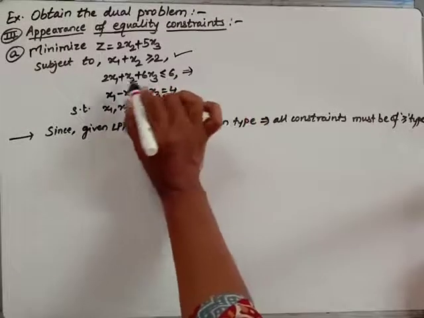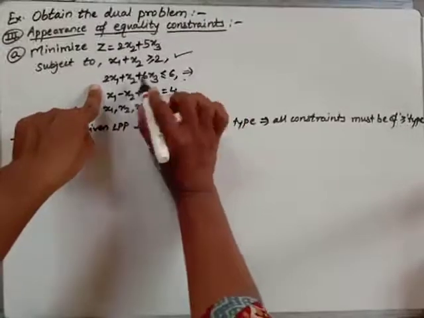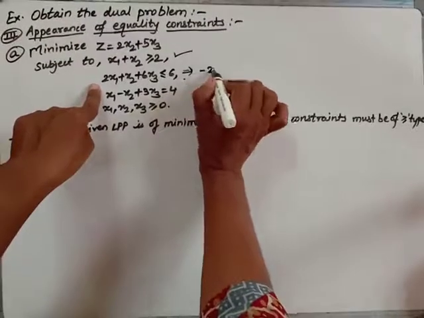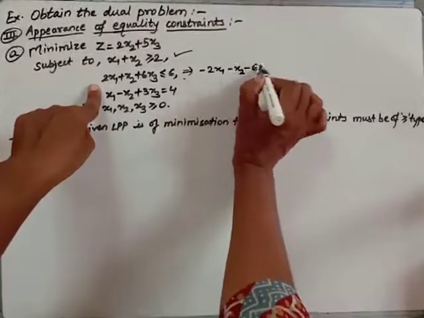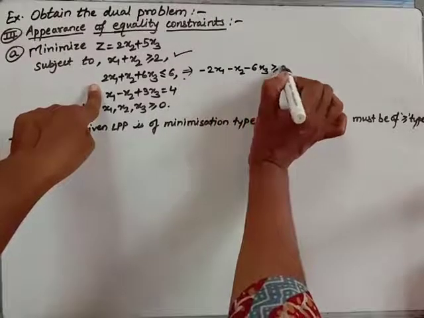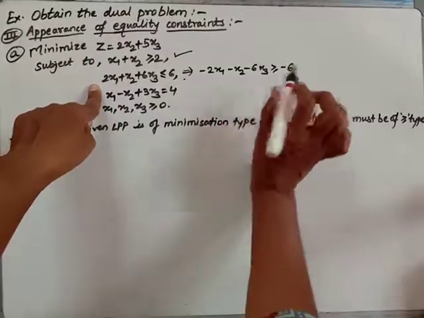Now this one can be reduced into greater equal type. How? By simply multiplying both sides by -1. It will become minus 2x1 minus x2 minus 6x3 greater equal minus 6. It will become greater equal type.